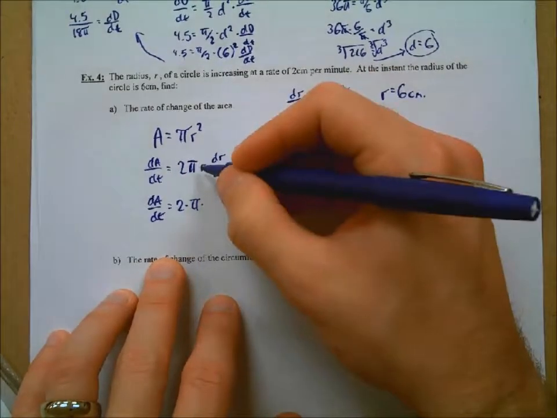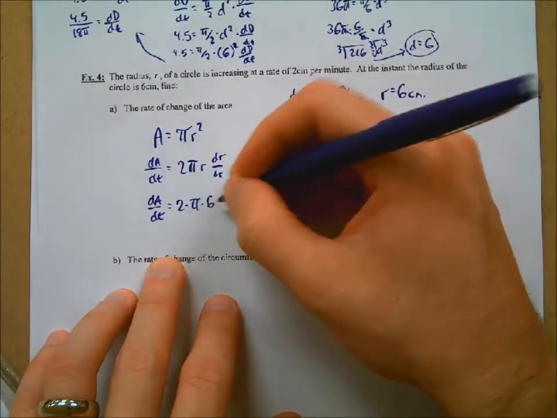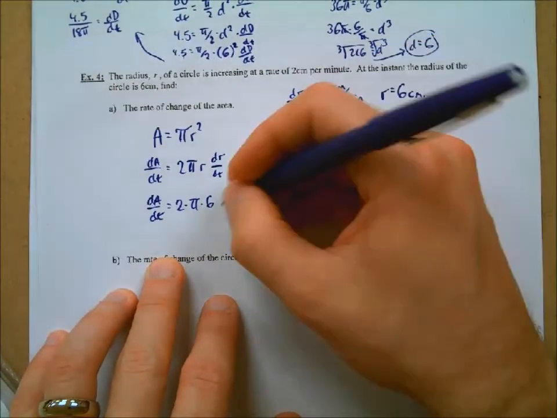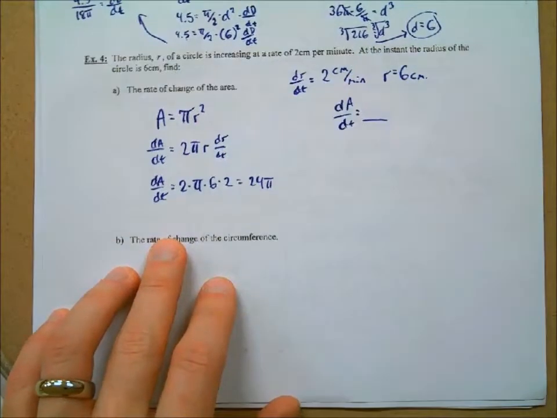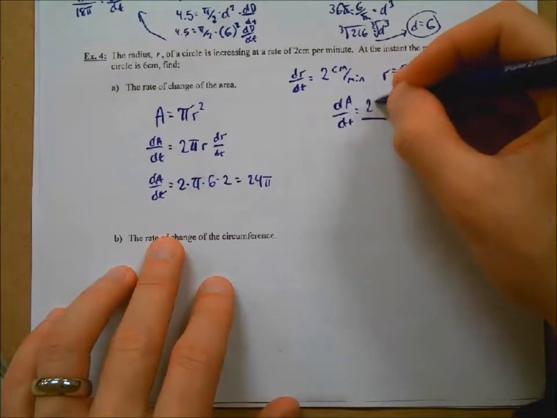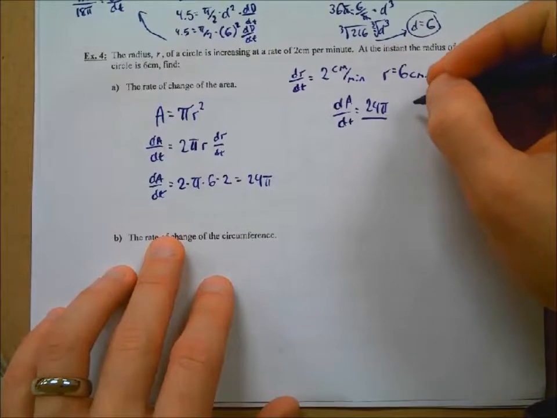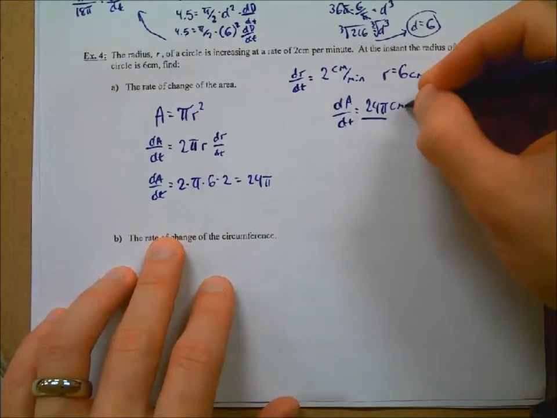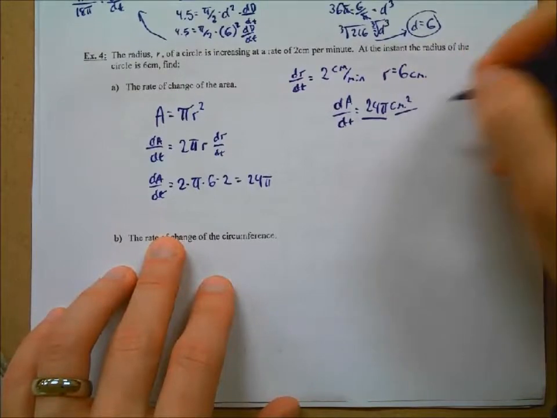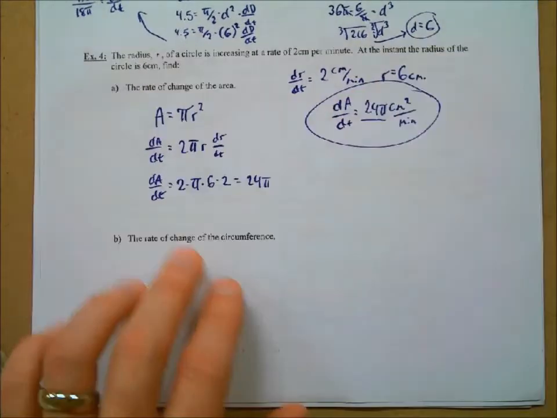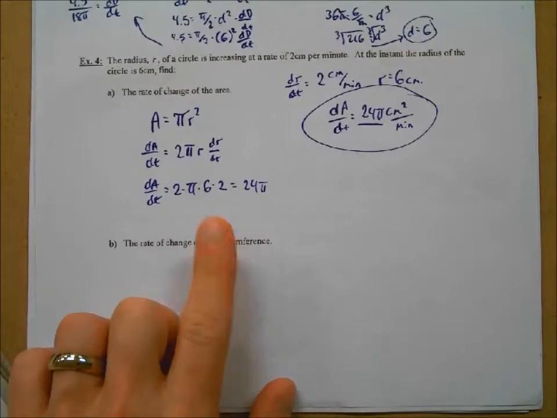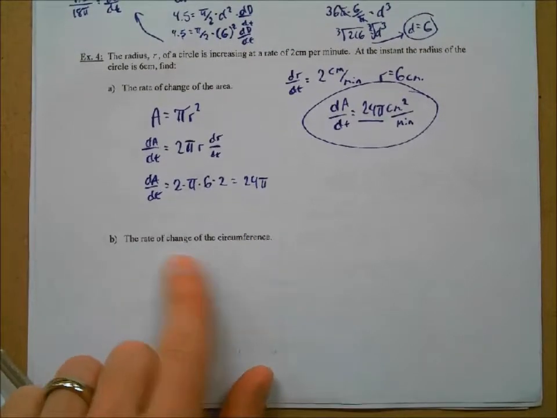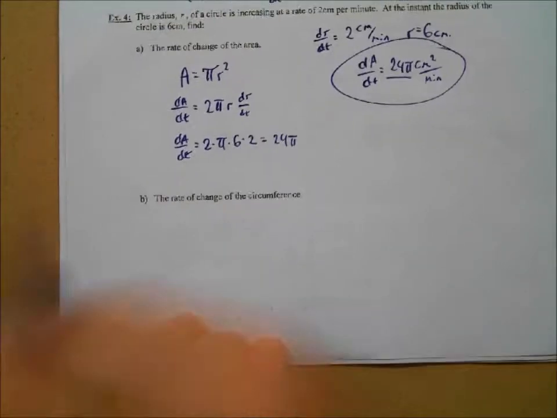Okay, let's plug in what we know. dA dt equals 2 times pi times, we know r? Yes, r is 6. Do you know dr dt? Yes, it's 2. And so we get 24 pi. So dA dt is 24 pi. What would our units be there? Centimeters squared per minute. That was an easy one. Okay, all the information we needed was given to us there. Questions on that one?